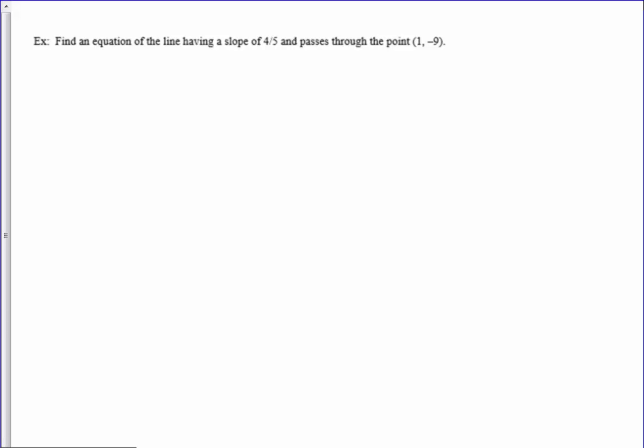In this example, we are asked to find the equation of a line having slope of 4/5 and passing through the point (1, -9). In general, we know that to write an equation of a line, we need the slope and we need the y-intercept. Well, in this example, we're given the slope is equal to 4/5. However, the ordered pair that we're given is not the y-intercept because it's not in the form (0, some constant). So in this case, all that we have is an x value that goes with a y value.